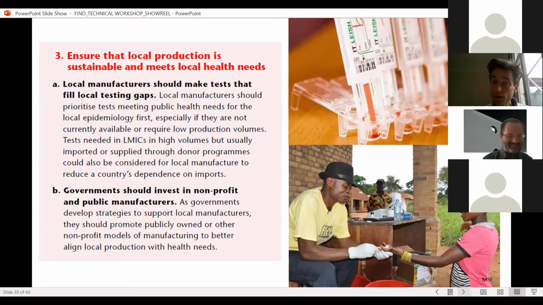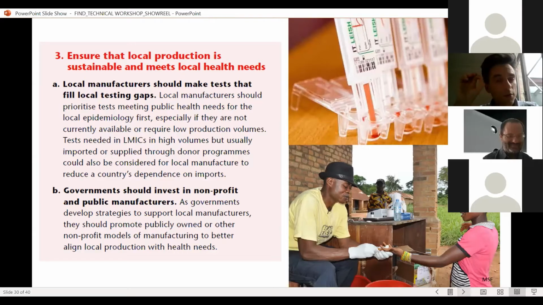So this is a typical example of a test where we shouldn't be dependent on a high-income country manufacturer to supply the test, but this type of test should be able to be produced locally. These are low volume tests, and the market is fragile. Of course, local manufacturers shouldn't only look into low volume tests. High volume tests, for instance malaria tests, could also be considered as a second priority.